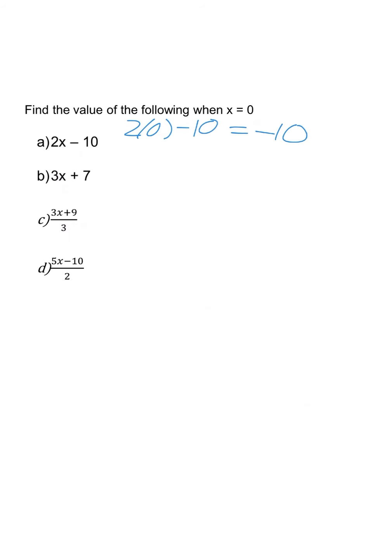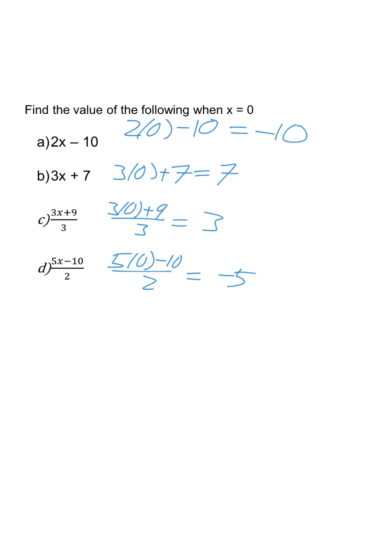Okay, so let's see how you did. For B, we should end up at 7: 3 times 0 is 0, plus 7 is 7. For C, 3 times 0 is 0, so we're left with 9 over 3, which is 3. Next one, 5 times 0 is 0, so minus 10 divided by 2 is minus 5. Easy enough, and you have a calculator, so if you're unsure, just use it, as these questions are basic enough.